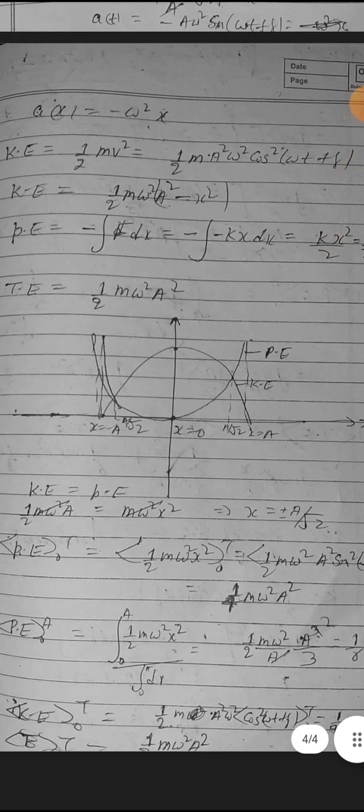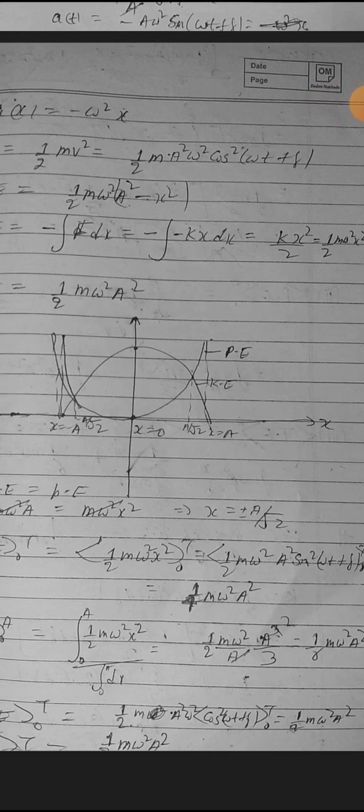Similarly, the average kinetic energy over the total time period also comes out to be 1 by 4 m omega square a square, and the total energy over the entire time period is half m omega square a square. So we will be continuing in the next video.